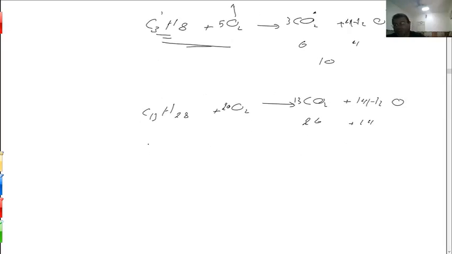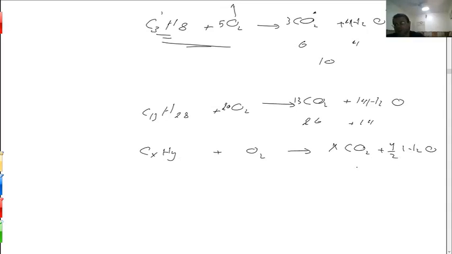Even I can make it as a common chemical reaction. CxHy reacts with oxygen to produce CO2 plus H2O. Can you balance it? For sure. X divided by 1 gives you X. Carbon is balanced now. Y divided by 2 gives you Y over 2.